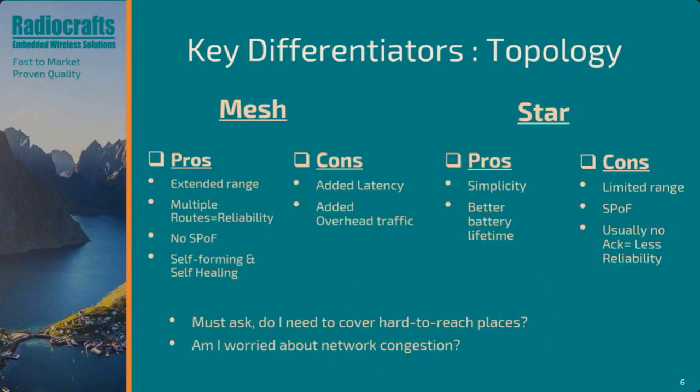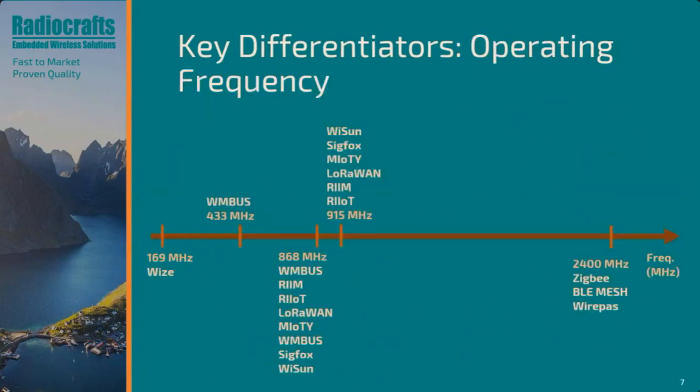So here you have to ask yourself, do I need to cover hard to reach places? So I need the extended range abilities of a mesh network? Am I worried about network congestion? So maybe mesh is not the best for me. Okay, so that was the differentiation in terms of topology.